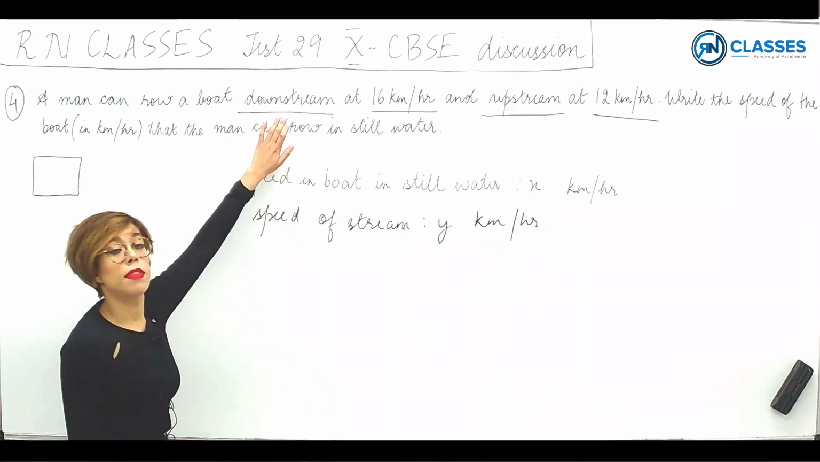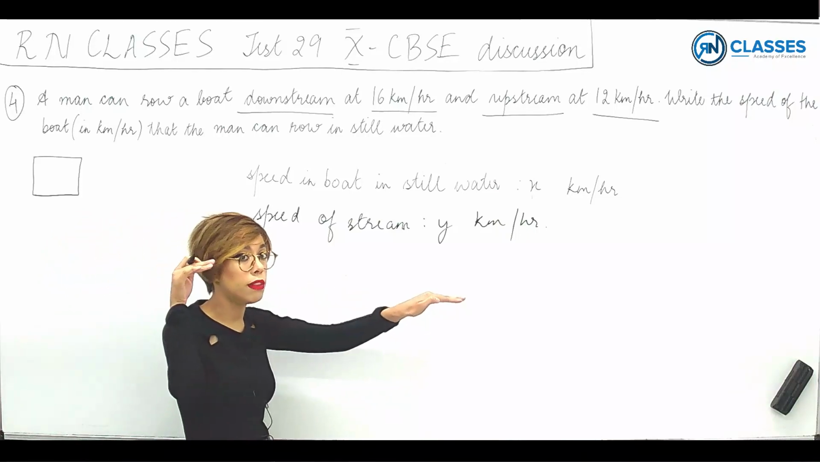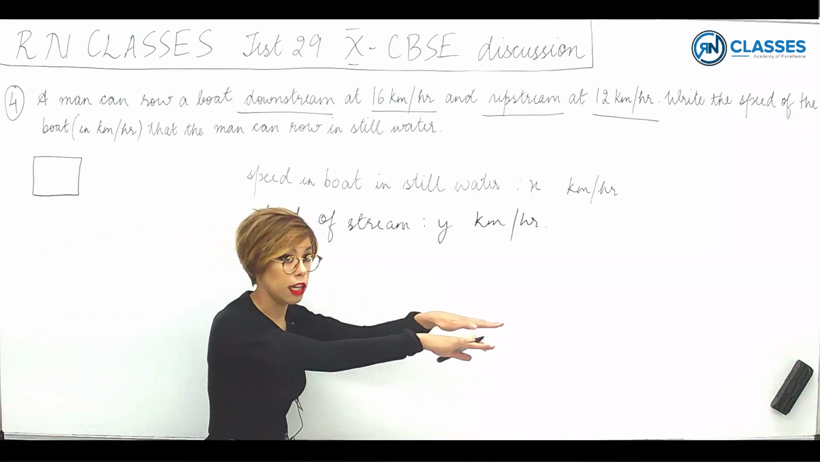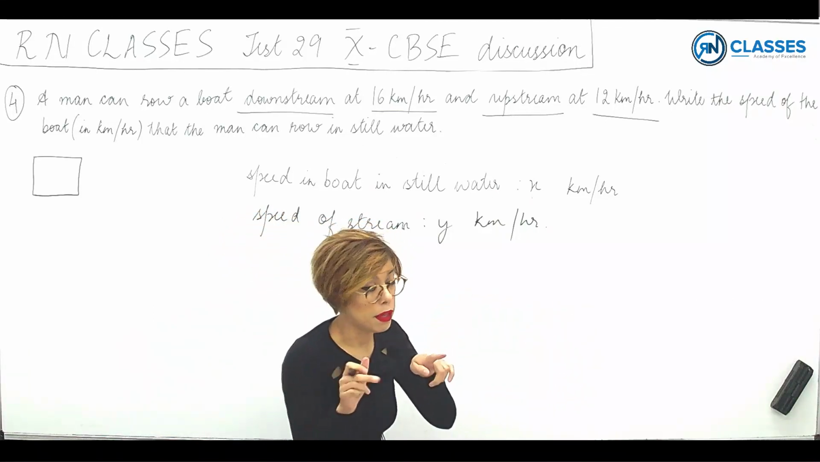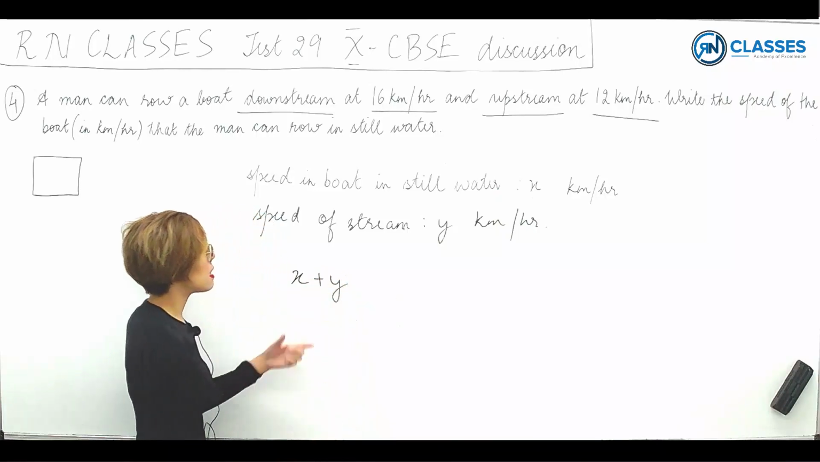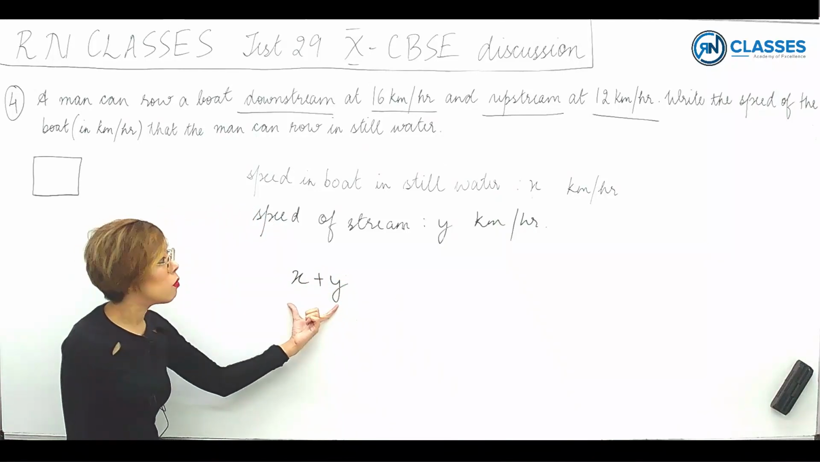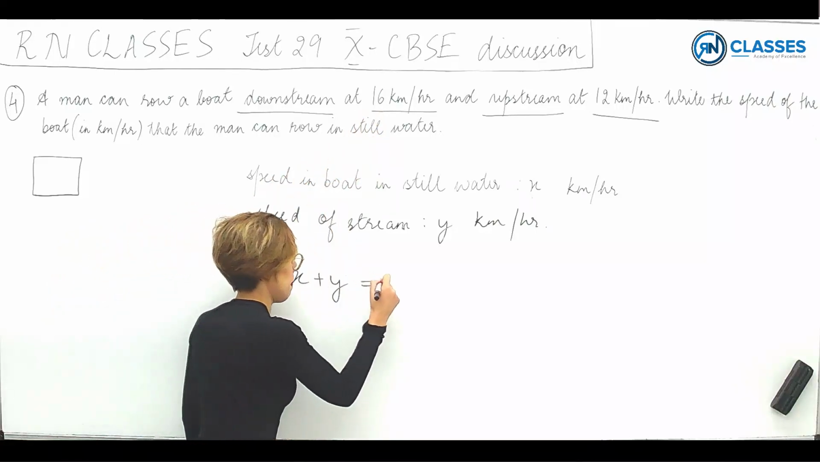Now downstream. Downstream is the speed of the boat and the speed of the stream. They are in the same direction. So if they are going in the same direction, their speed should add up, which will give me x plus y. This is the downstream speed, which is also given to be equal to 60.